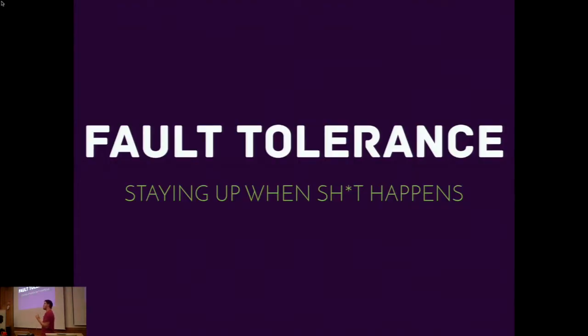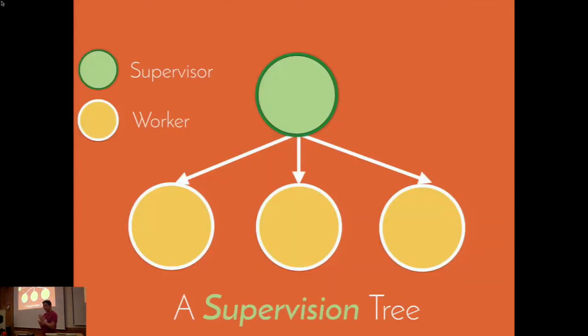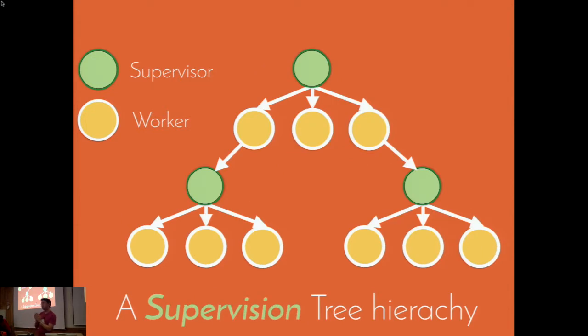Let's talk a bit about fault tolerance. One of the fault tolerance features of Elixir comes in the form of supervisors. A supervisor is another kind of process. Its only job is to monitor child processes. Supervisors can also be supervised. This means that we can build supervision trees and layer them to form an even bigger supervision tree.